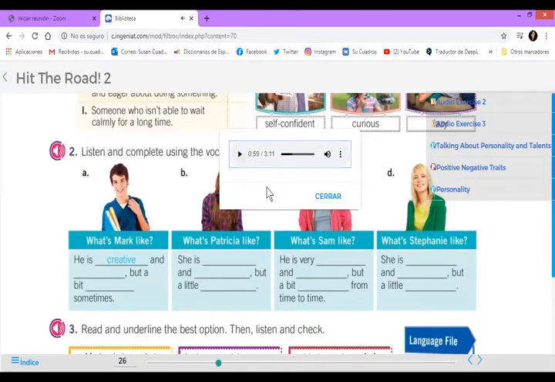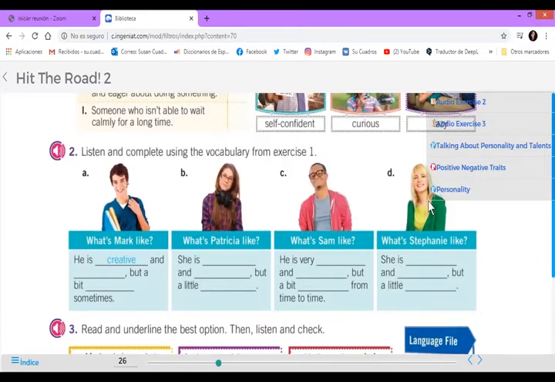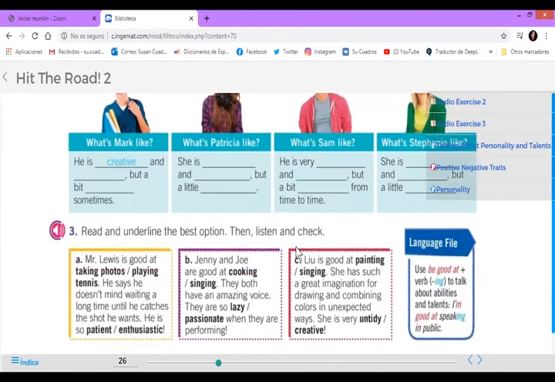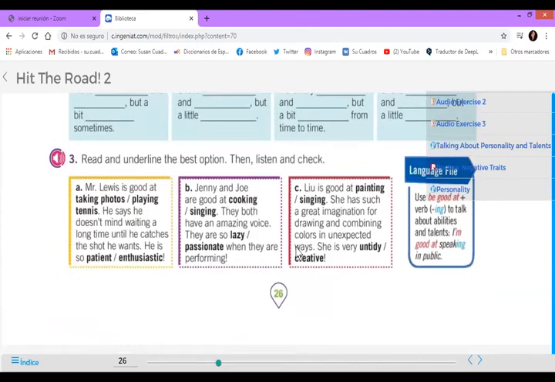So now we have the answers for letter A, about Mark, right? So we know that Mark is creative and curious, yes. In the audio, they say that he is curious, but also he is a bit impatient sometimes. So please remember to listen first and then complete this part. Okay, remember that you can check the audios here on the right. Okay, let's go now to exercise 3.